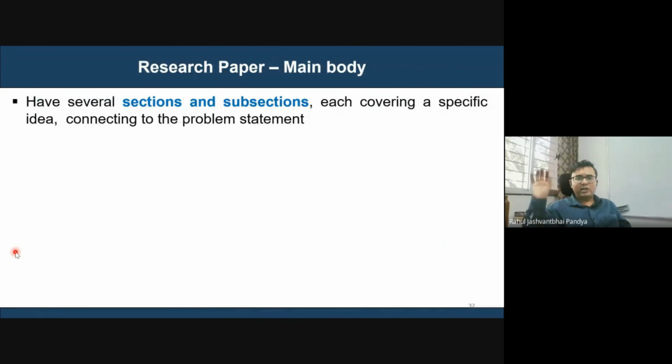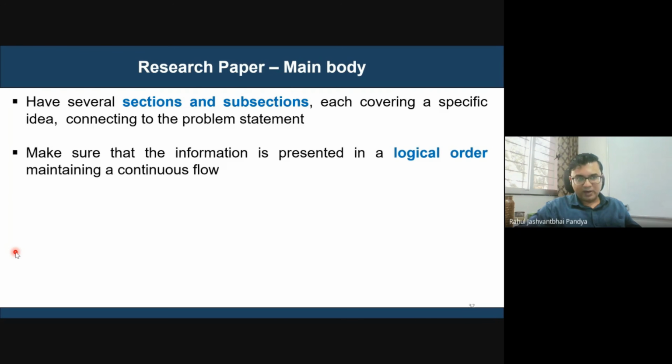Now after the introduction, the next important part is the main body of the research paper. When we present the main body, it will have several sections and subsections, generally divided into multiple sections and subsections. Each will cover a specific idea connected with the specific problem or problem statement we have picked up, right? We have to ensure that the information presented is in a logical order, and it should maintain a continuous flow. It should not go disconnected anywhere.